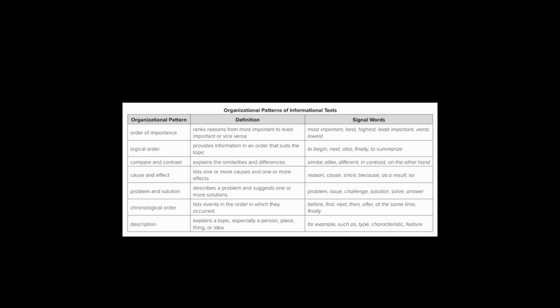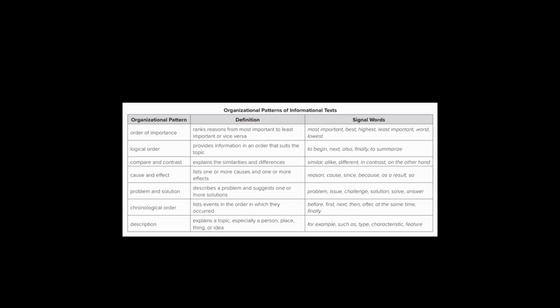Cause and effect lists one or more causes and one or more effects. Our signal words are reason, cause, since, because, as a result, and so. Problem and solution describes a problem and suggests one or more solutions. Our signal words are problem, issue, challenge, solution, solve, answer. Chronological order lists events in the order in which they occurred. Signal words are before, first, next, then, after, at the same time, and finally.